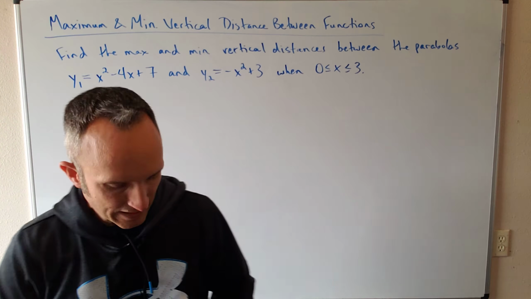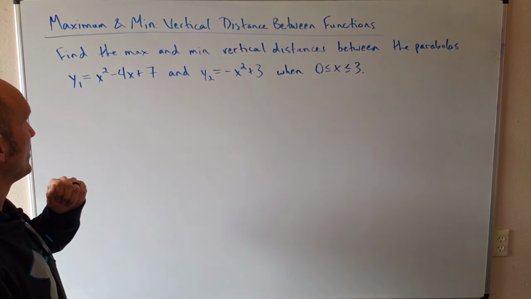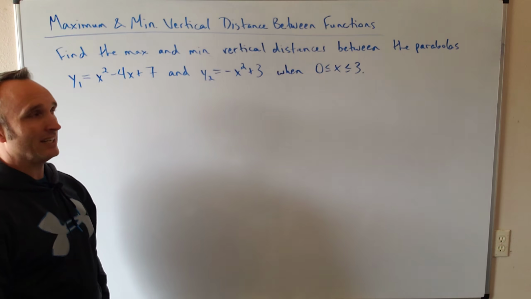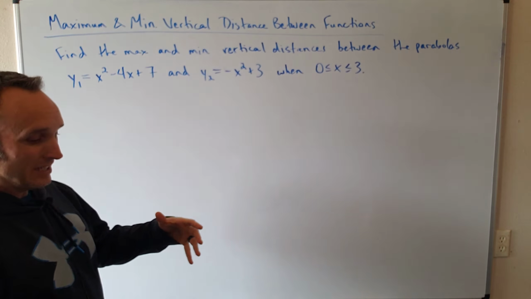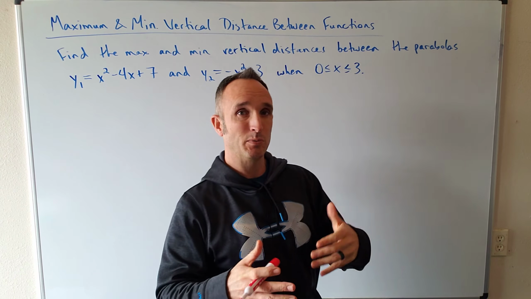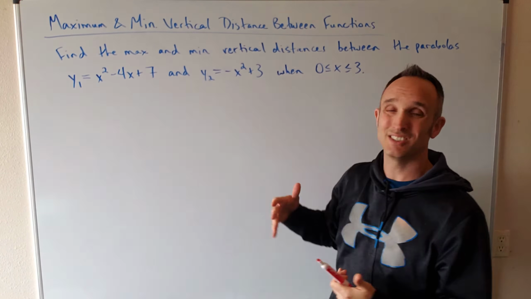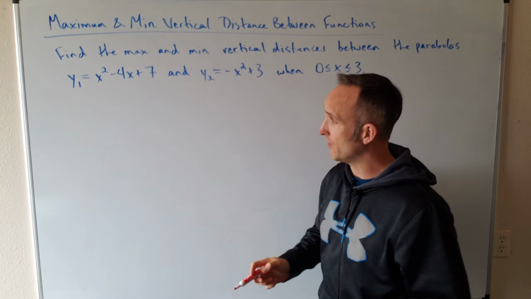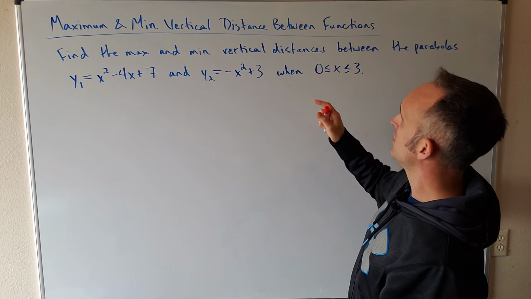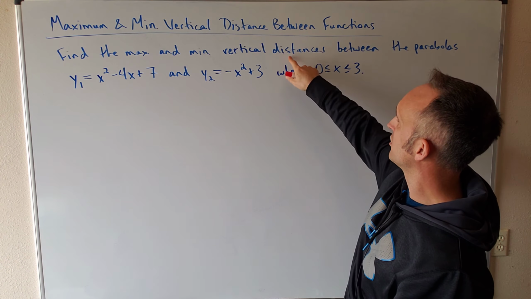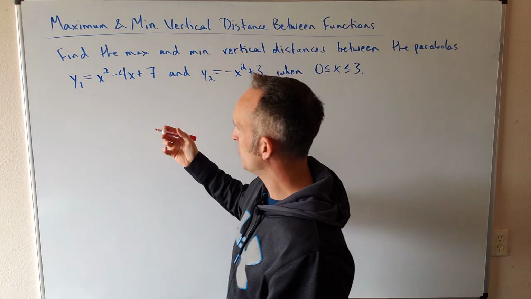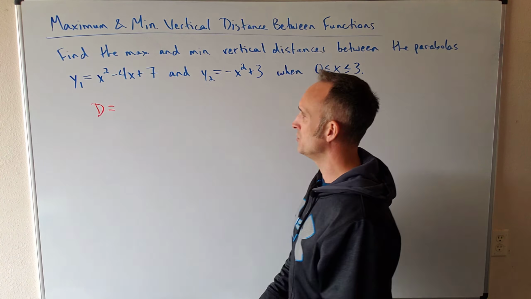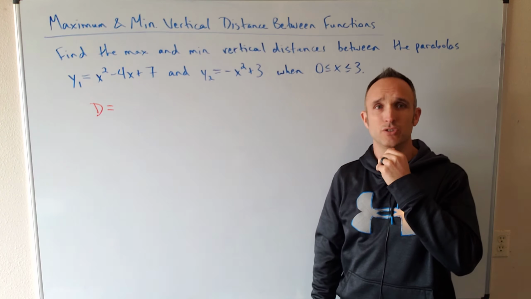All right, so in this particular optimization problem, we don't need to define any variables because we've already got all the variables we need. Furthermore, we don't need to define the relationships between x and y because those are given to us as well. So we can jump right to the function that we want to maximize and minimize. And so that's our vertical distance function, which I will call d. So d is the vertical distance between the two functions.